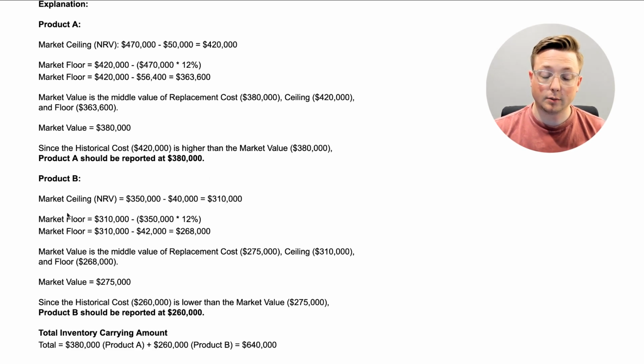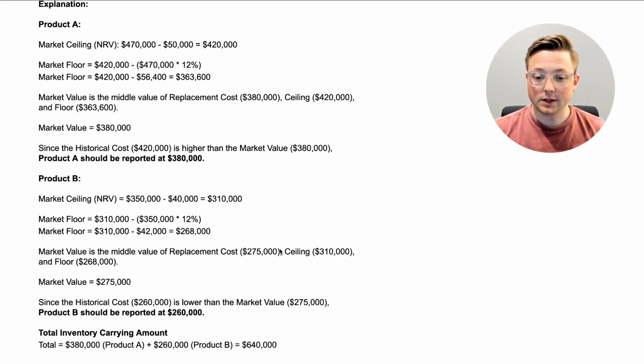Using that, we can figure out the market floor, which is the net realizable value less the selling price multiplied by the profit margin. So $310,000 less $42,000 is $268,000. So that is the market floor. Now that we know the market ceiling and the market floor, we were given the replacement cost here, $275,000, and that is up in the question if you paid attention.